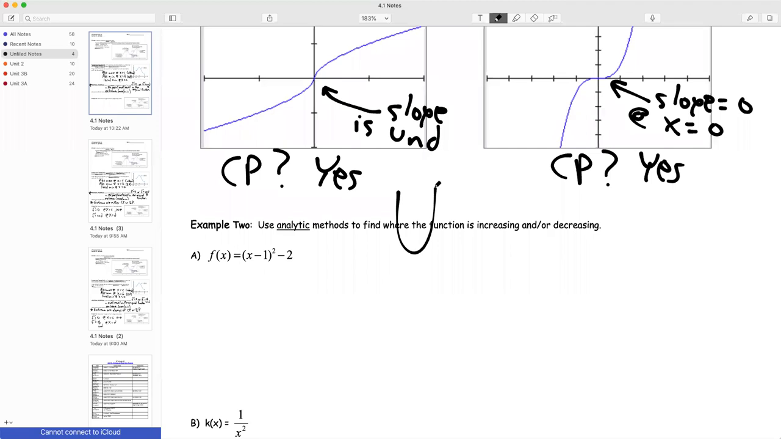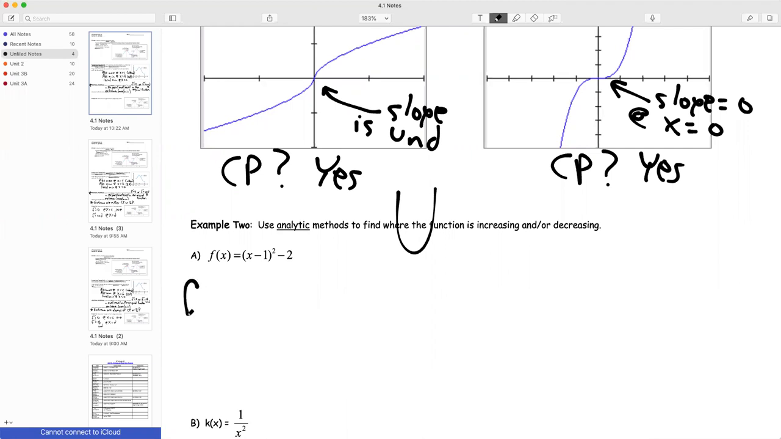The minimum is going to be at the vertex. Therefore, on the left side of the vertex, it is going to be decreasing. On the right side of the vertex, it is going to be increasing. And so this is a pretty easy example, right? Because I should know all this without doing any of the calculus. But let me show you how the calculus works.